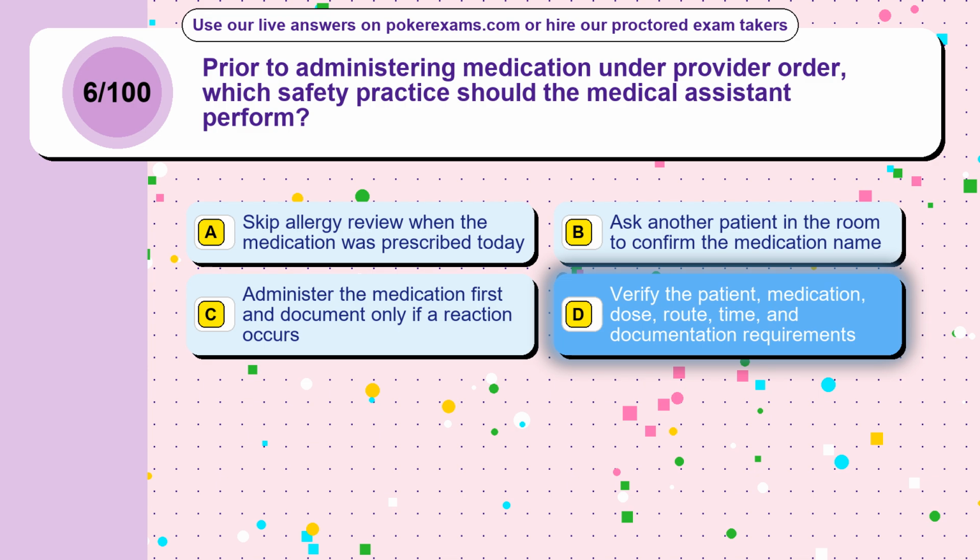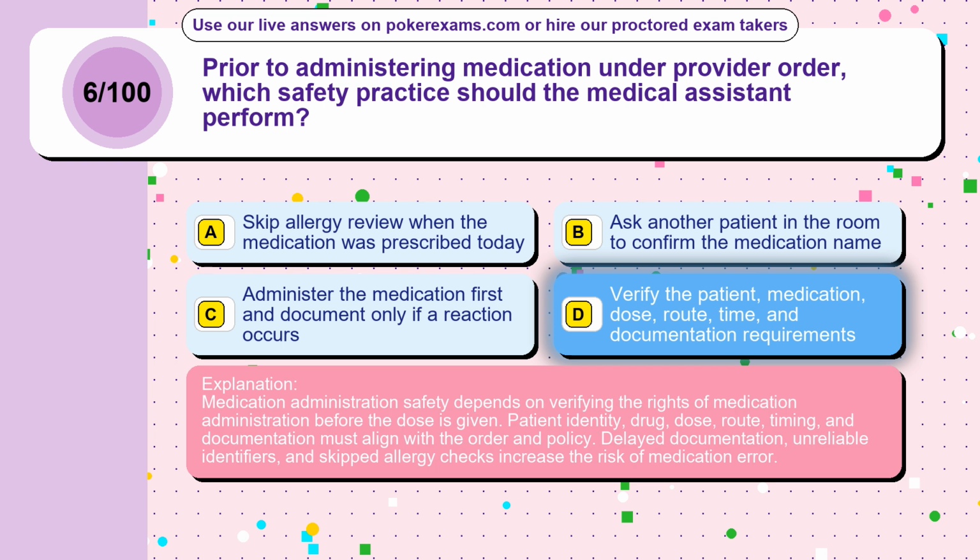Verify the patient, medication, dose, route, time, and documentation requirements. Medication administration safety depends on verifying the rights of medication administration before the dose is given. Patient identity, drug, dose, route, timing, and documentation must align with the order and policy. Delayed documentation, unreliable identifiers, and skipped allergy checks increase the risk of medication error.